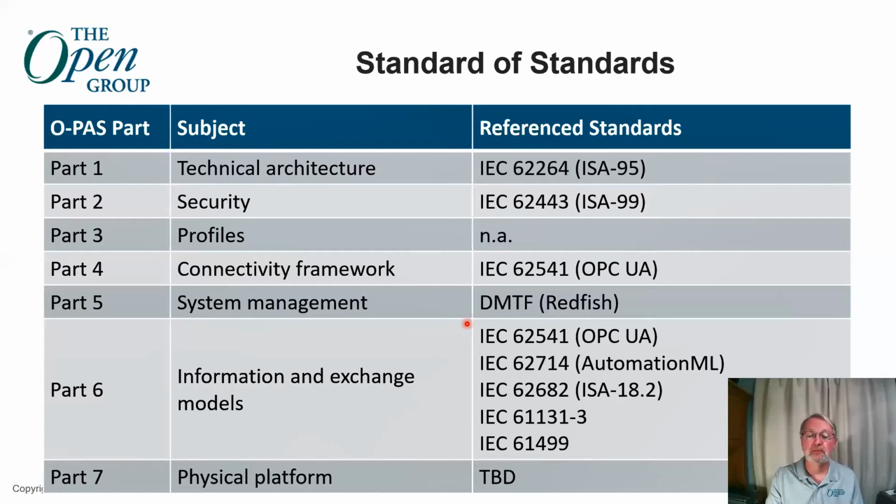And then you can see further down when we look at Part 6, information exchange models, which is closer to the configuration of a control system and the process control functions. We're again using OPC UA, AutomationML, which has been pioneered in Europe, ISA 18.2, which is also known as IEC 62682, for alarming, and IEC 61131 and IEC 61499.